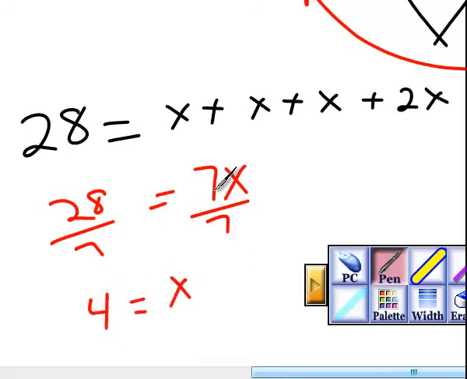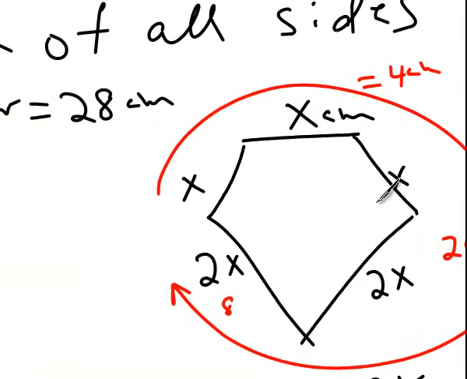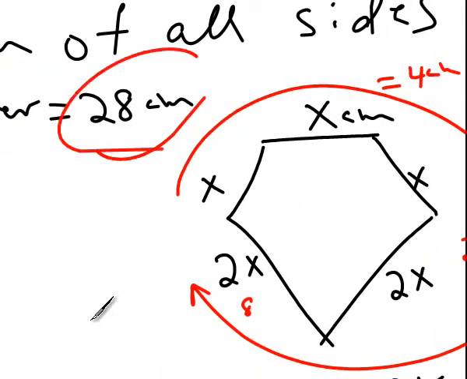But it's in centimeters, right? So short sides are 4, right? And the long sides are 4 times 2. Right. 2 times 4, so that would be 8 centimeters. So if you took 8 and 8 and 4 and 4 and 4, they should add up to 28. Okay? Good.